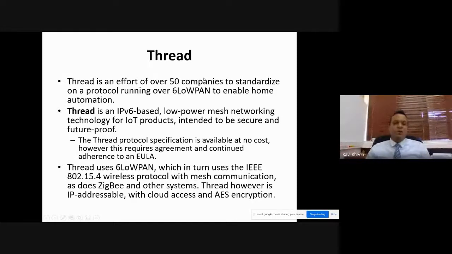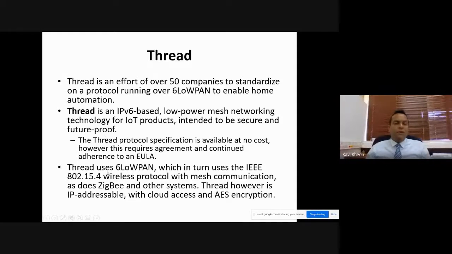So Thread is an effort of over 50 companies, even Google and those popular companies, to standardize on a protocol running 6LoWPAN to enable home automation. They devised this protocol mainly for home automation. So it is an IPv6 based low power mesh networking technology for IoT products. Most often, if you're buying some IoT sensors for home, it may be using Thread already.